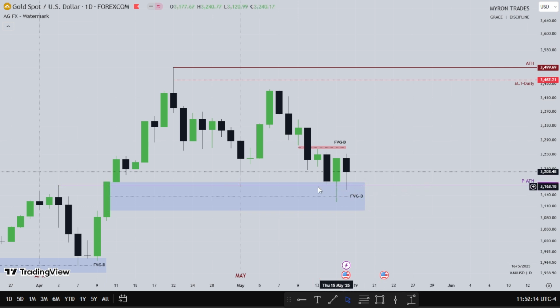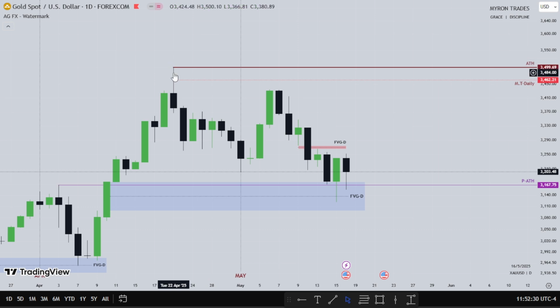Look at how gold is finding support at the previous all-time high price. This high right here was the all-time high previously for gold, prior to this one being created.